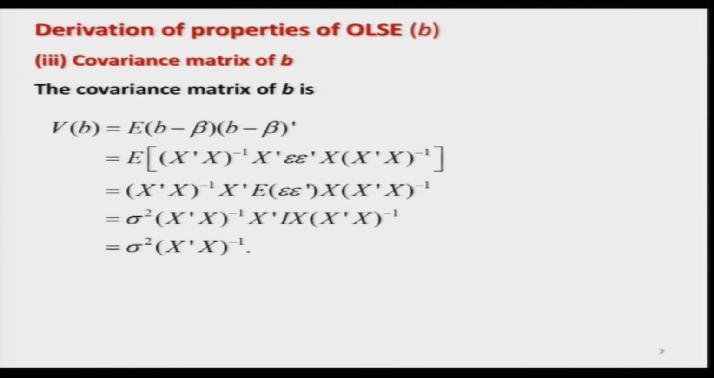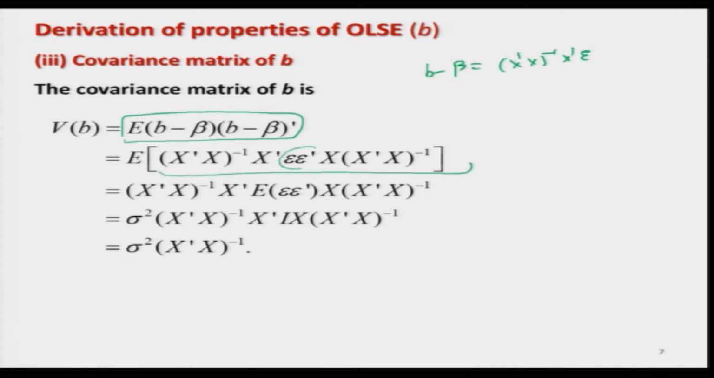Now, in case you want to find the covariance matrix, as I told you, you simply have to find the expectation of (b minus beta) times (b minus beta) transpose. You have already obtained b minus beta as (X transpose X) whole inverse X transpose epsilon. So you simply have to substitute these values over here, and epsilon epsilon transpose will come out in the middle part.